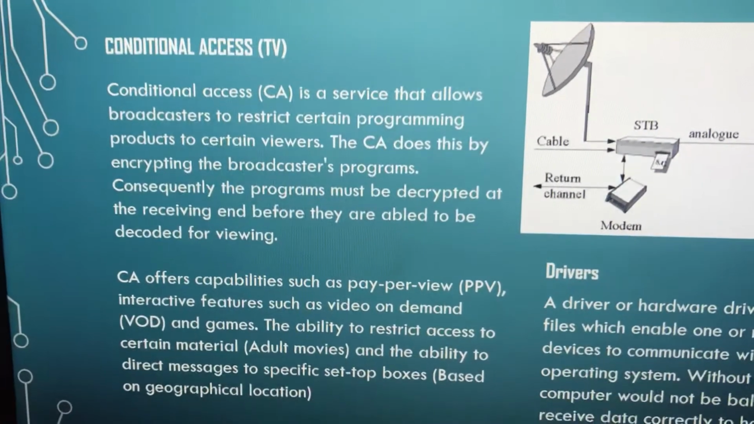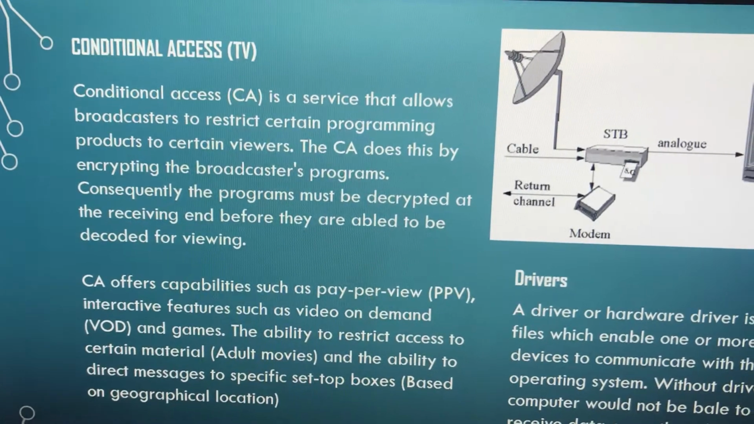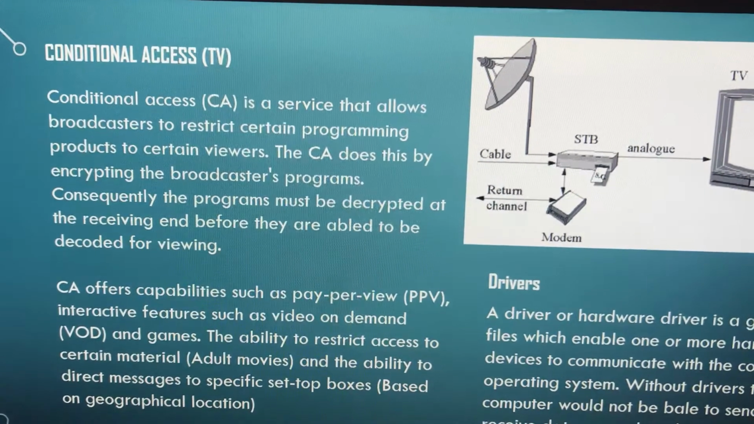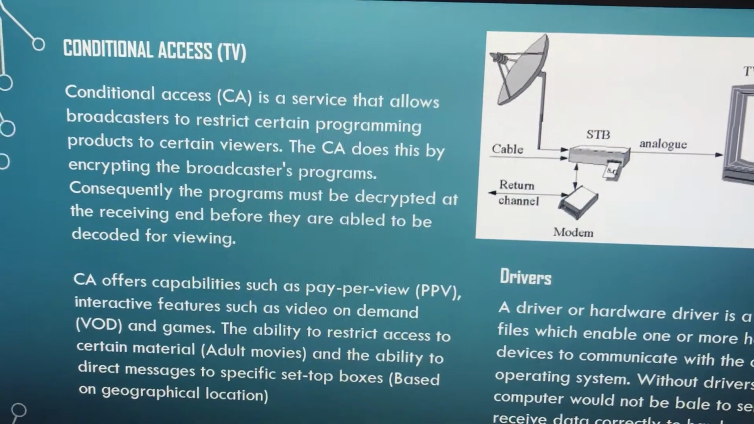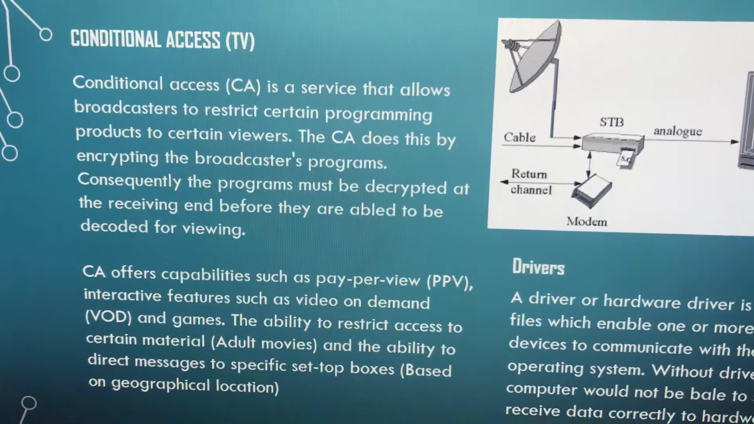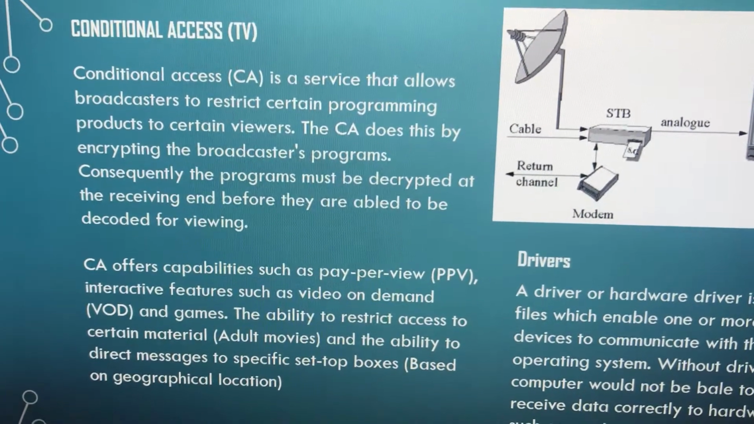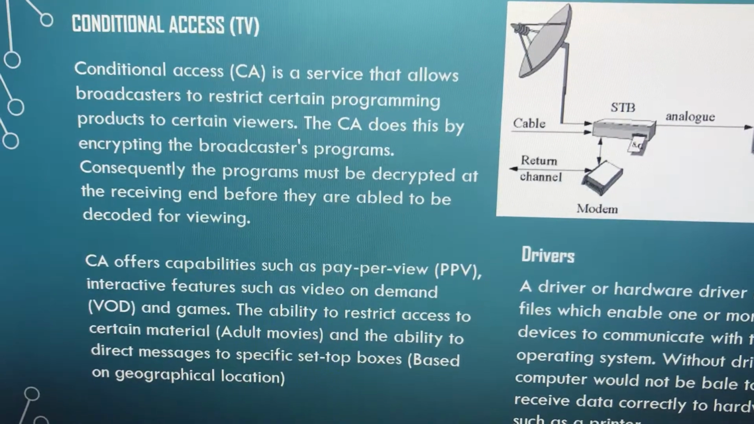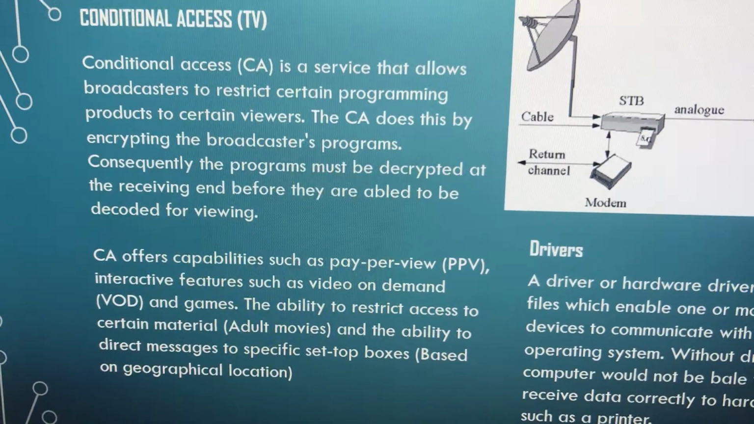Conditional access. Conditional access, CA, is a service that allows broadcasters to restrict certain programming products to certain viewers. The CA does this by encrypting the broadcaster's programs. Consequently, the programs must be decrypted at the receiving end before they are able to be decoded for viewing.